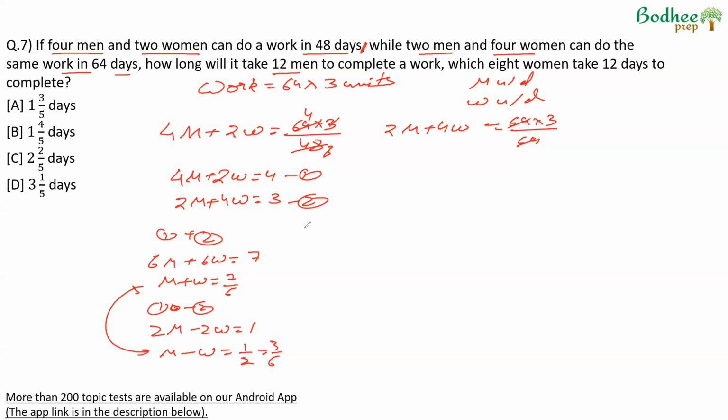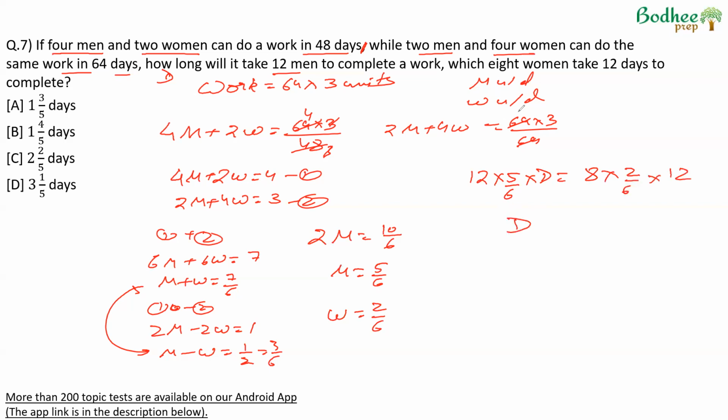Add these two equations, so 2m comes out to 7 plus 3, 10 by 6, which means m is equal to 5 by 6. Putting that value here or here, we'll get w is equal to 2 by 6. So we get the efficiency of a man and a woman per day. Now, we have to find out the time taken by 12 men. So if the number of days taken is d, we say 12 men working at 5 by 6 units per day for d days have to do the same work as 8 women working at 2 by 6 units per day for 12 days. From here we can get the answer for d.